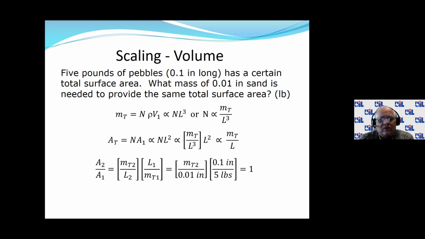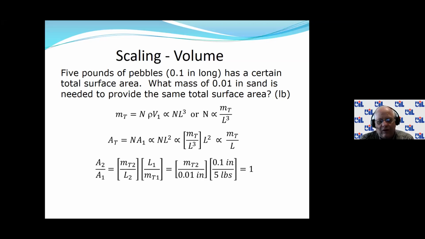So now I can write the equation this way. I can say my A2 over A1, where A2 is going to be the unknown in this case, and A1 is going to be mass 2 over L2. Then I have to divide by total mass 1 over L1. So I flipped it into the form you see here. The total mass 2, which will be for the sand, divided by the particle size of the sand, which is 0.01 inches, is going to be multiplied by L1, which is the particle size of the pebbles, 0.1 inch, and the mass of the pebbles, which is 5 pounds. And because they have the same surface area, my A2 over A1 is equal to 1.